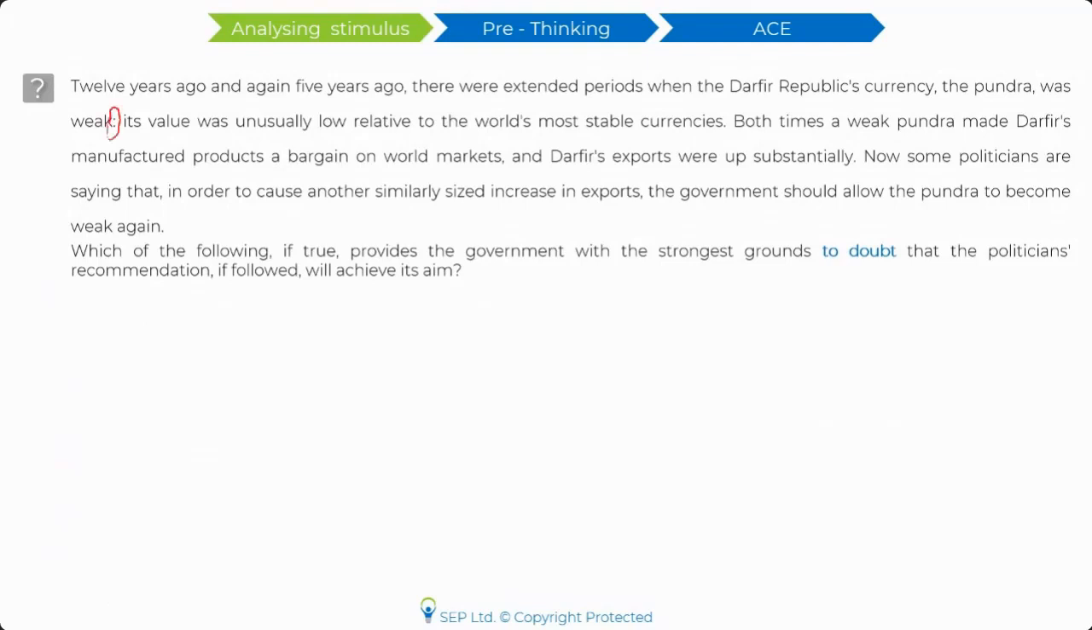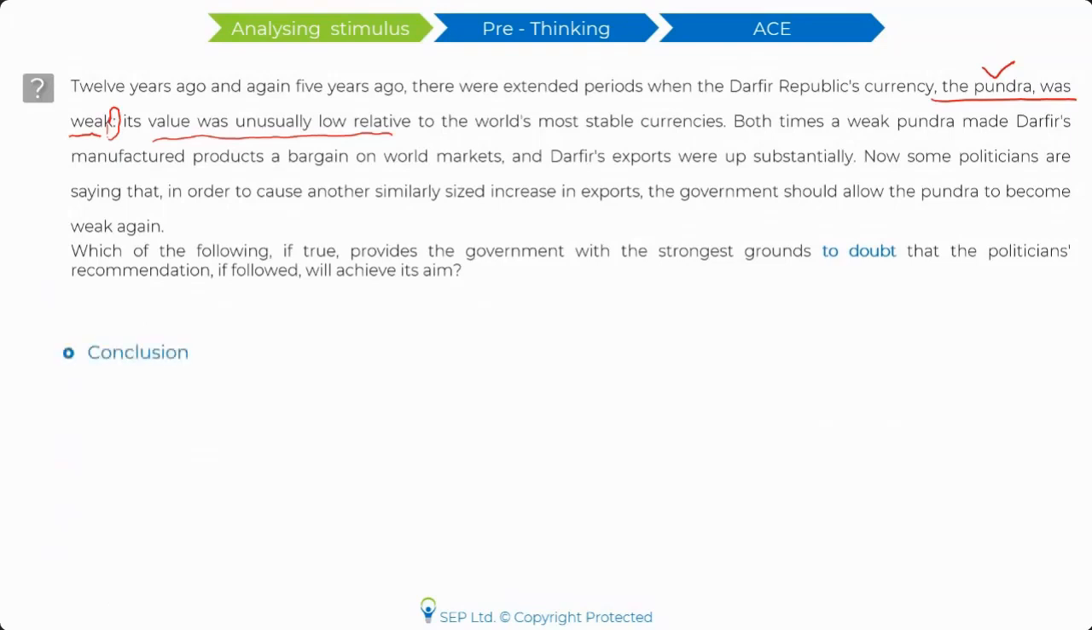So this colon is indicating that the explanation of why the Pundra was weak is going to come up. Its value, so "its" refers to the Pundra. The Pundra's value was unusually low relative to the world's most stable currency. So when compared to the other stable currencies of the world's countries, the Pundra was weak in value, unusually lower.